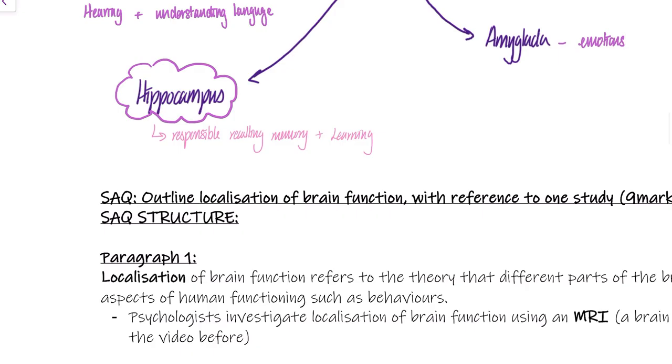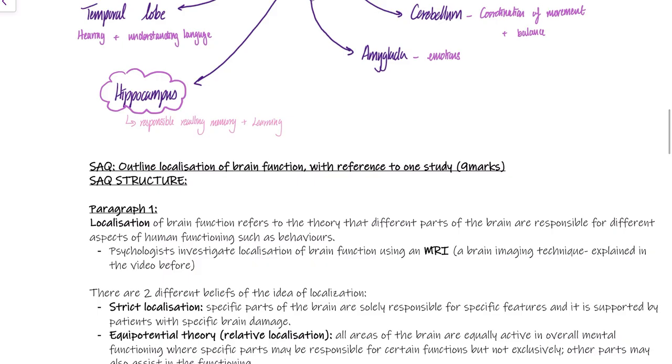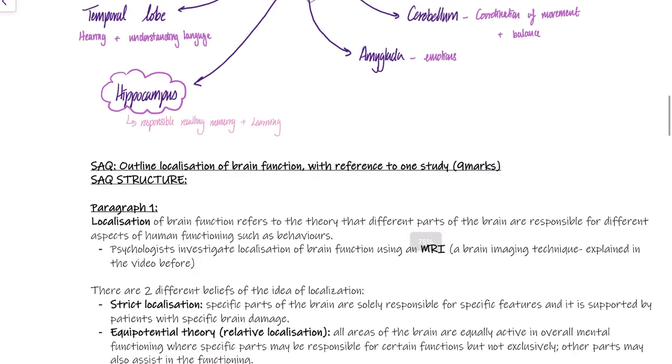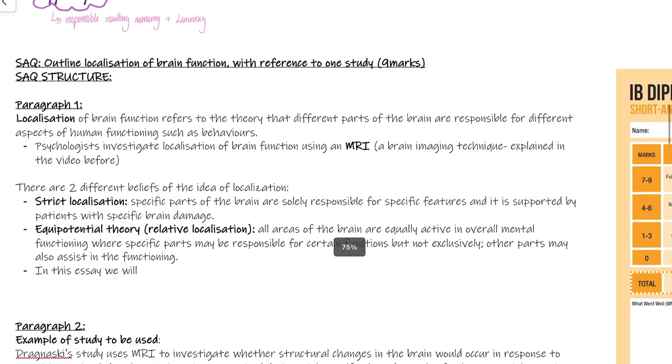So we'll be looking at how to structure an SAQ that's on localization. One possible question that could be asked is: outline localization of function with reference to one study. I'll be guiding you through how to structure this and what to include in paragraphs 1, 2, and 3. So let's start with paragraph 1.